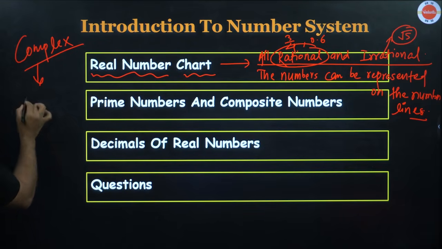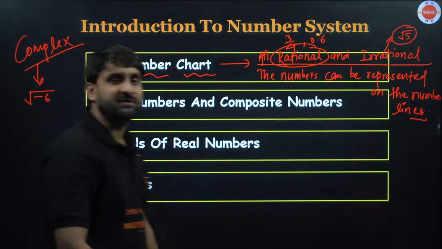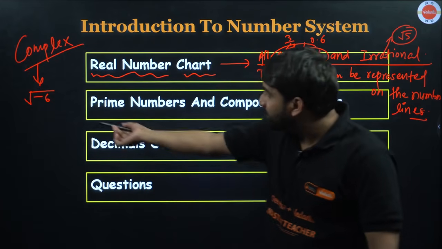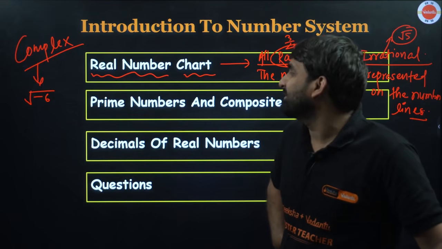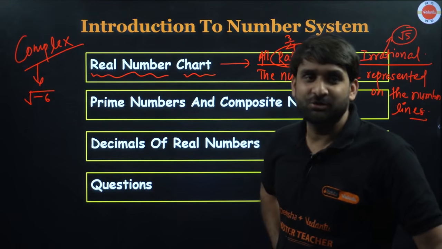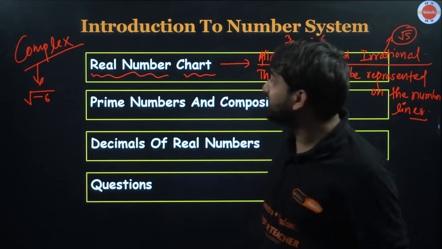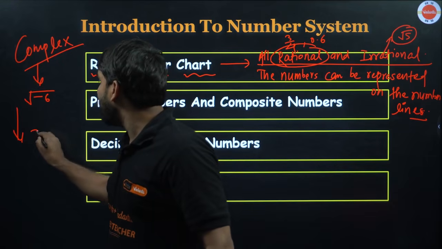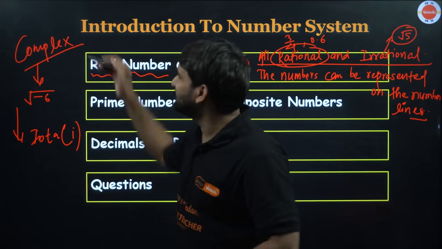If I write here minus under root 6, -√6, can you see? Under root minus 6. It looks like, sir, this number is not possible. Its existence is not possible. But there is a method to show this number. We can represent this number with the help of iota, that is called i. So basically this is a complex number.